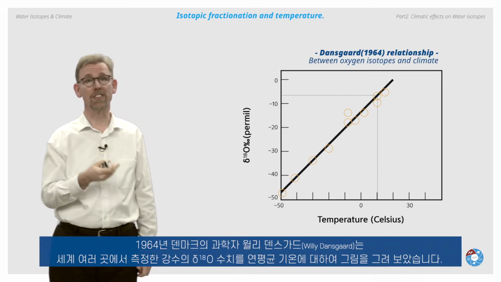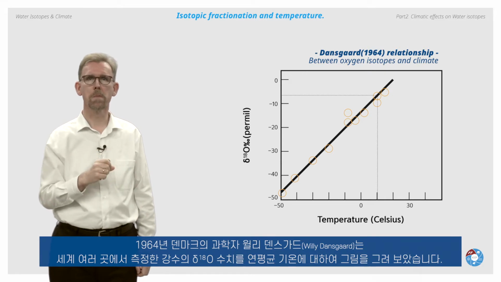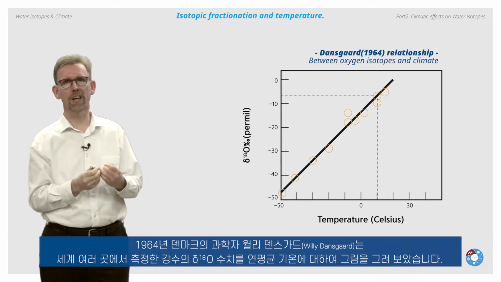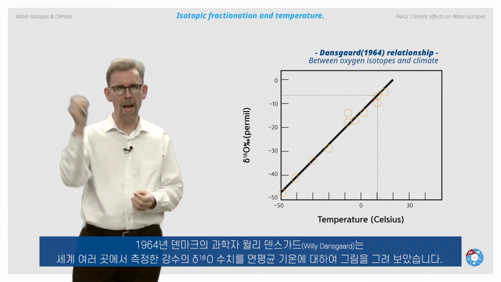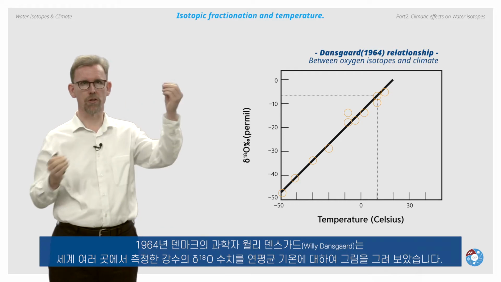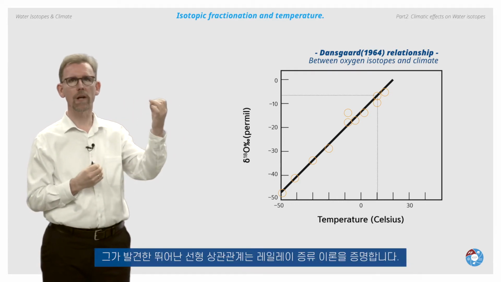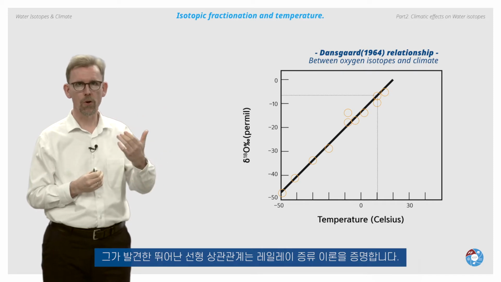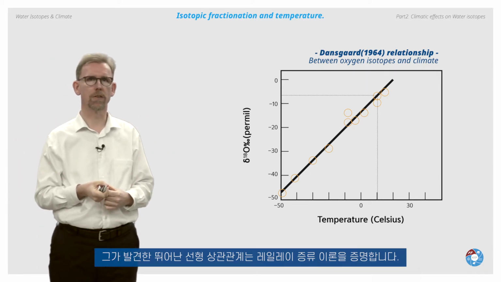Willi Dansgaard, a Danish scientist, in 1964 measured the delta 18O of rainfall in many different places in the world and plotted the values against the annual mean temperature. He found an excellent linear relationship confirming the original theory of Rayleigh distillation.